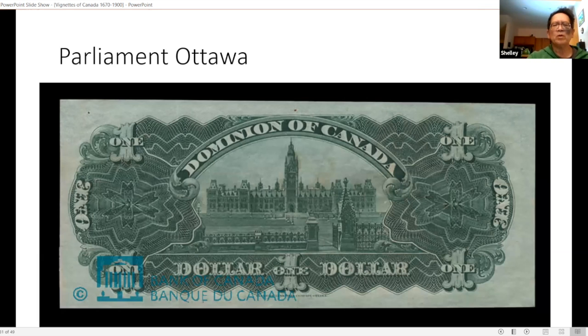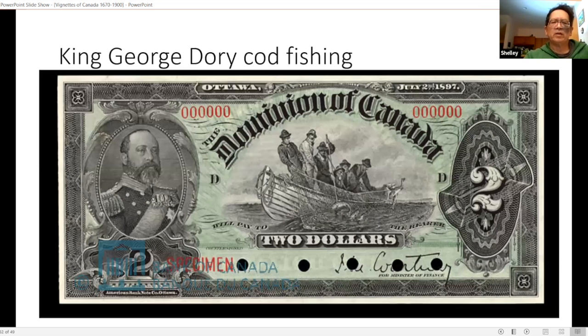This is one of my favorites because it's a King George note, but it features a dory, which is a small boat, and they're cod fishing. Again, a tribute to the fishery. And this is 1897. It's quite an interesting, lovely banknote, I think.